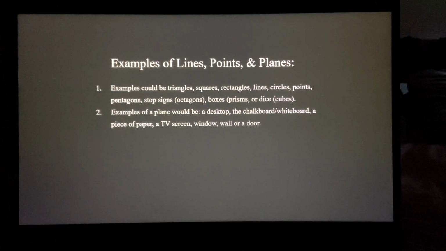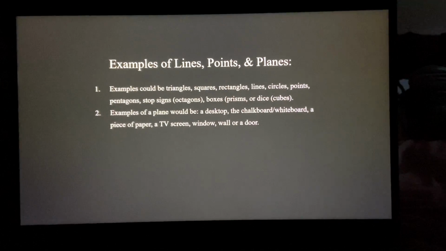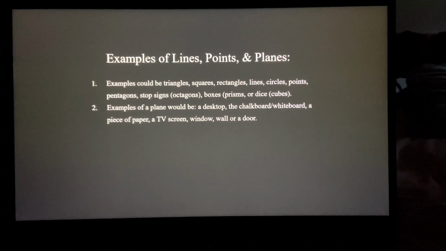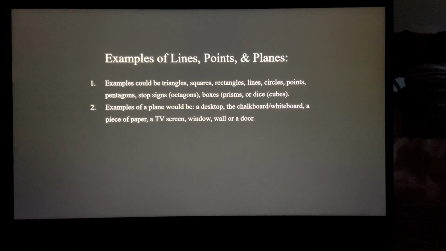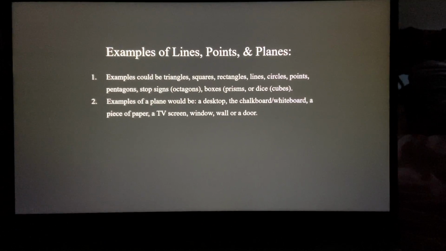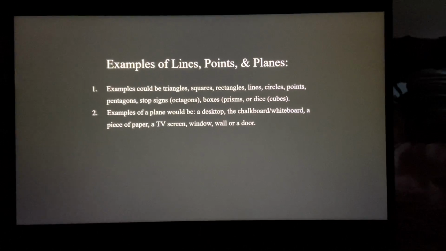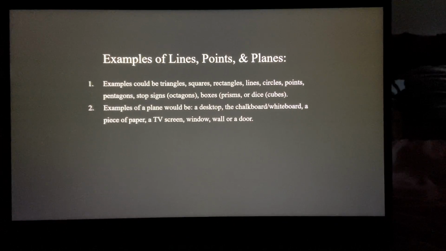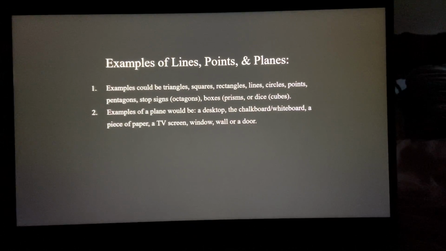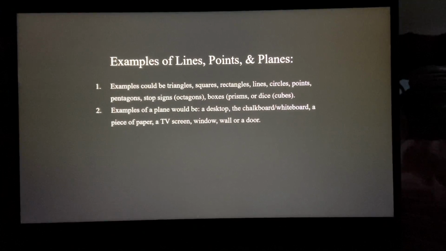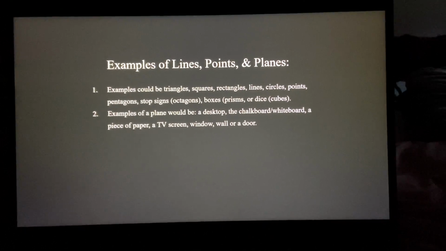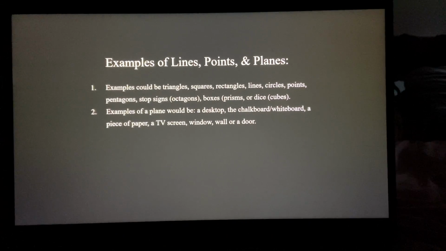Examples of lines, points, and planes. Examples could be triangles, squares, rectangles, lines, circles, and points. Stop signs, boxes, dice, and cubes could be several different shapes, basically. Examples of a plane would be a desktop, chalkboard, piece of paper, TV screen, window, or even a door. All these would be examples of a plane because a plane has two-dimensional lines going two different ways. So, for example, a line that goes up and down, and then a line that goes from left to right.